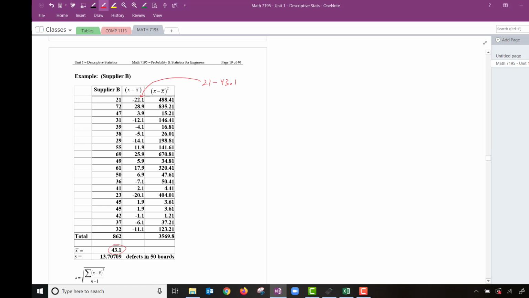After getting all those, I then had to square them all. So this value here is 21 minus 43.1 squared. We have to do that 20 different times. Of course, you can tell that I cheated here. This is an Excel plot. I typed a formula into the first two cells, and then I just filled it down and calculated all the rest. We need to find the sample standard deviation for this one, which is S.